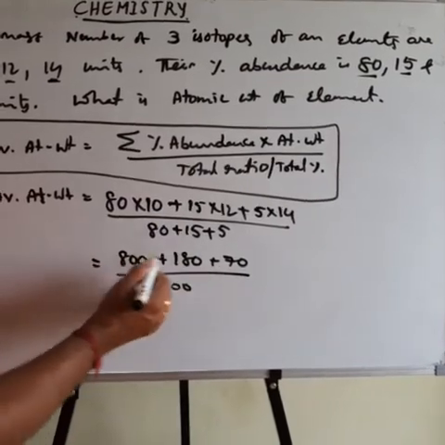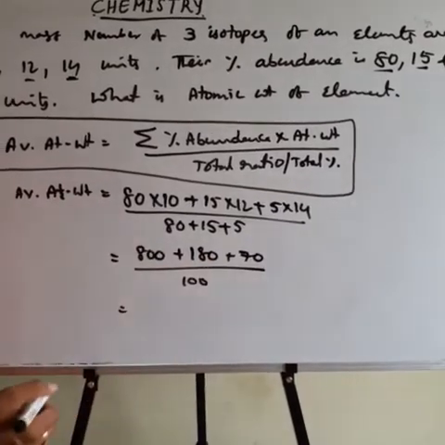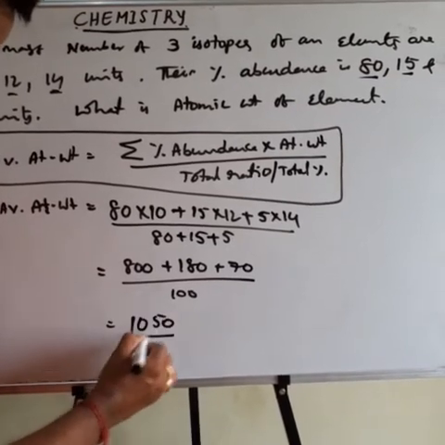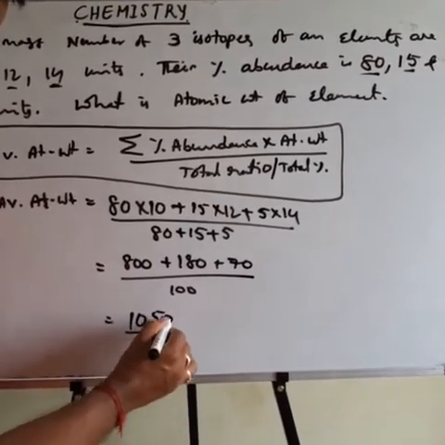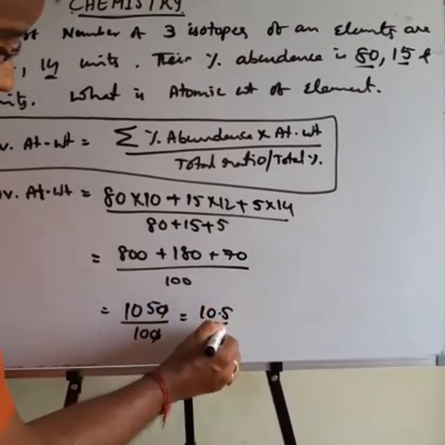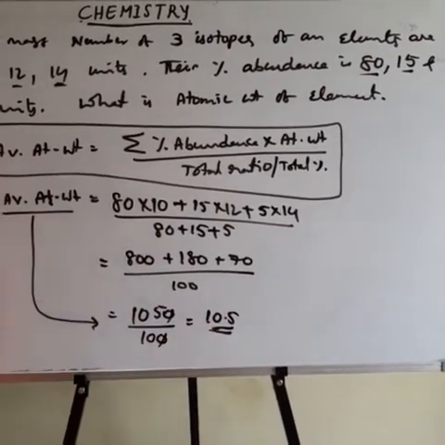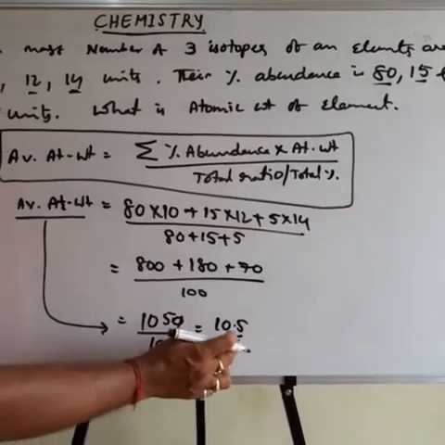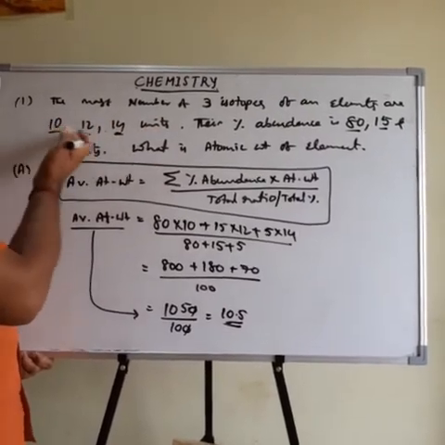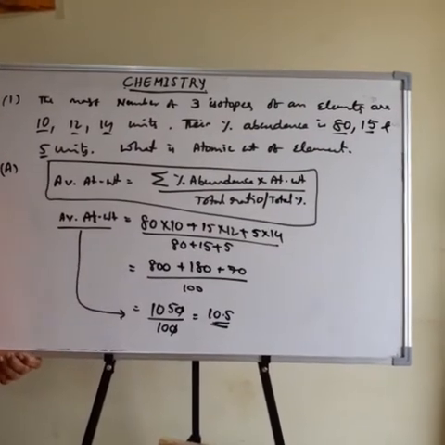Therefore, its total value: 800 plus 180, 980. 980 plus 70, 1050, divided by 100. The zeros cancel. 105 by 10 means 10.5. So the average atomic weight of that element is 10.5. That is the average atomic weight. This fractional atomic mass of an element is due to the presence of what? Isotopes. These are isotopes. They have the same atomic number, different mass number. This is about the first problem.